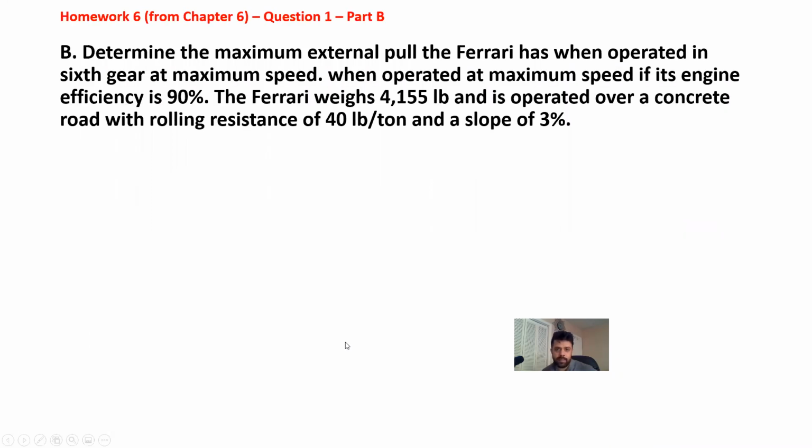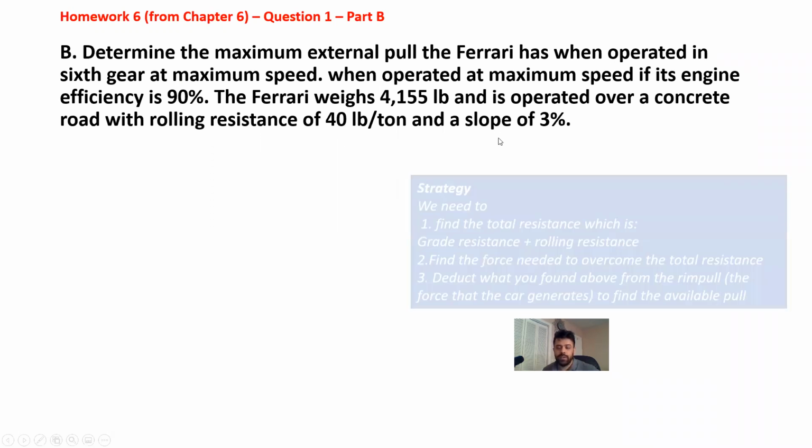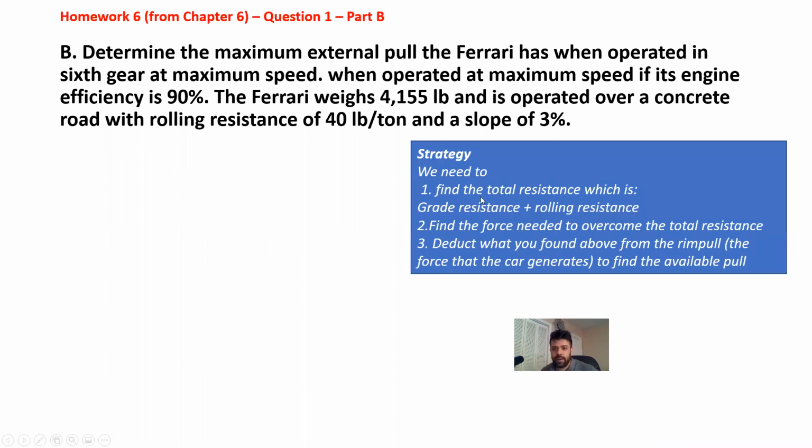In the next step, we should find the resisting forces. The resisting forces are two. One is the rolling resistance, which is given in pound per ton, and the other one is grade resistance. So the strategy is to find the total resistance, which is the grade plus rolling resistance. We first find the force needed to overcome the total resistance.